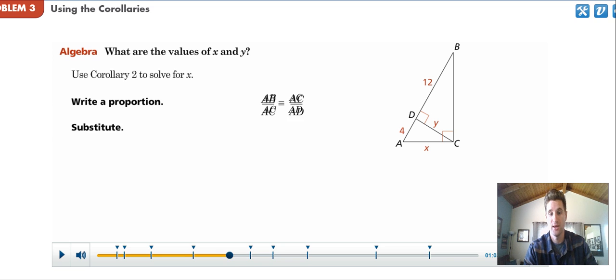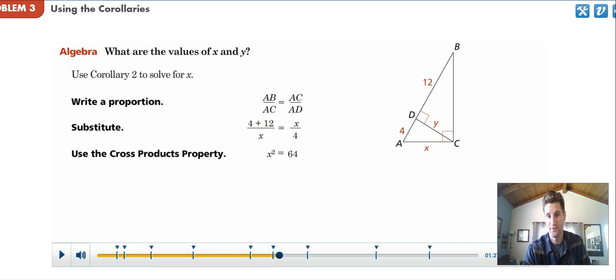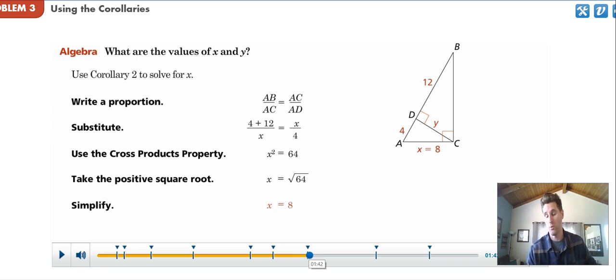So we just got to go ahead and write in our proportion by filling it in. So go ahead and do that. We substitute our values in. So AB is going to be 4 plus 12, and then we can go ahead and solve, and then we take the square root. Now, normally square root of 64, we could get 8 or negative 8. We're going to just keep a positive 8 only because distance can't be negative. Okay, so there we are. Nice and simple. We have that one.